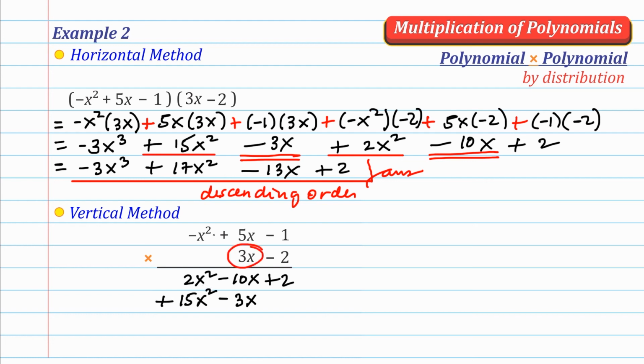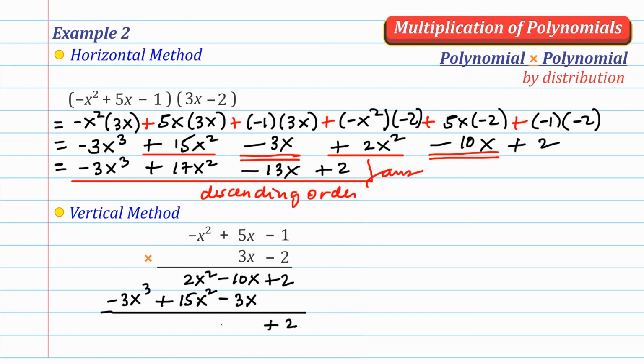And finally, 3x times negative x squared. Sign is negative, negative 3x cubed. So let's write that, negative 3x cubed. So, last step, we add these terms. These are already aligned, therefore it should be easy.